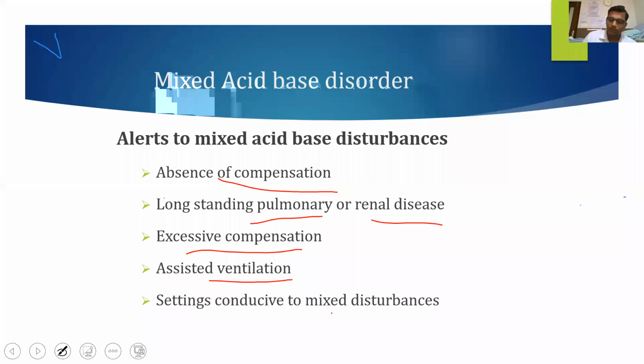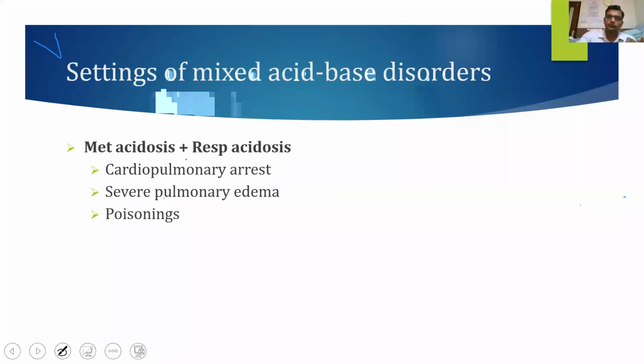Okay. Now, there are some clinical scenarios which are conducive to mixed disturbance. For example, commonly metabolic acidosis plus respiratory acidosis. There are some scenarios where that can happen: cardiopulmonary arrest, pulmonary edema, some poisonings. Why in arrest? In arrest, because of poor perfusion, there will obviously be metabolic acidosis, plus there will be inadequate ventilation, which will cause increased CO2 retention. So there will be mixed acidosis.